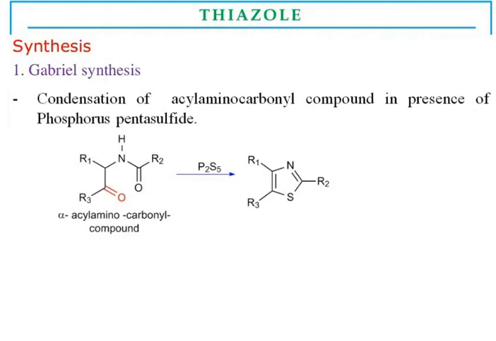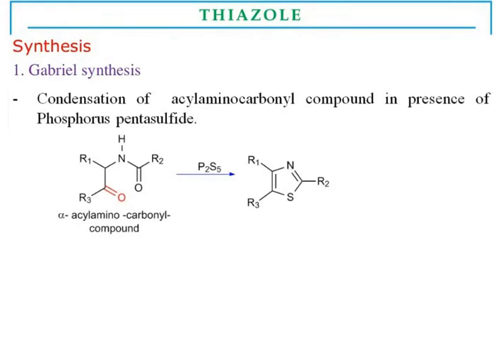Now synthesis, the Gabriel synthesis. You can see the condensation. After condensation, you are getting this thiazole ring. So condensation of acylaminocarbonyl. Acylaminocarbonyl: you know the carbonyl, you know the acyl, you know the amino groups. So focus on the term also, then it will be clear to you what this reaction actually is.